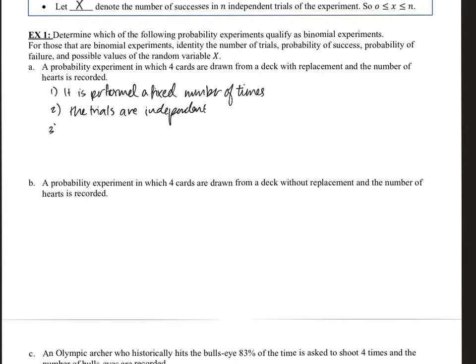The next thing we're going to check is that there are only 2 possible outcomes of the experiment. So what are the 2 possible outcomes? Well, the first outcome is we get a heart, and the other outcome is we don't get a heart. So we either pick a heart or not, which would be success or failure.